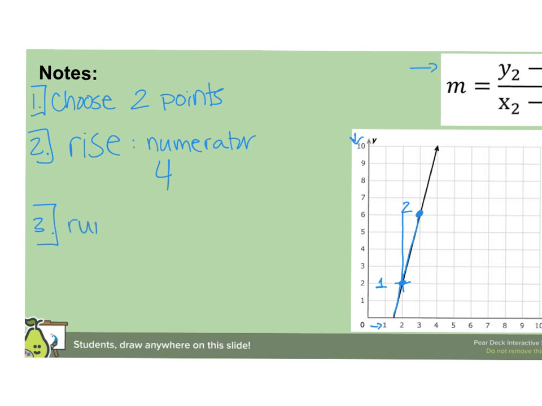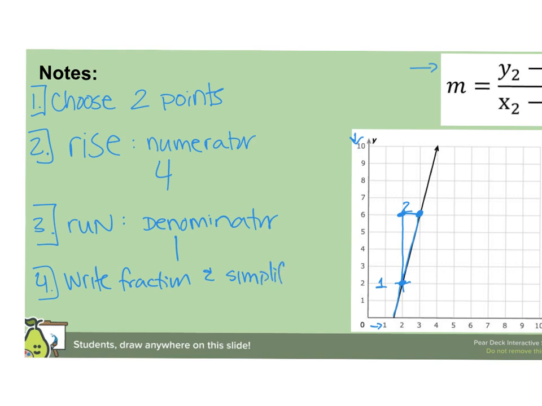Then I do my run. That's left to right. And that's going to go in my denominator. So to get from this first point to the second point, we stopped here. So to get there, I just go 1 space to the right. That's 1. And then finally, you're going to write the fraction. And simplify if needed. Hopefully, if you choose the right 2 points, you won't need to simplify. So the slope is 4 over 1 or 4.